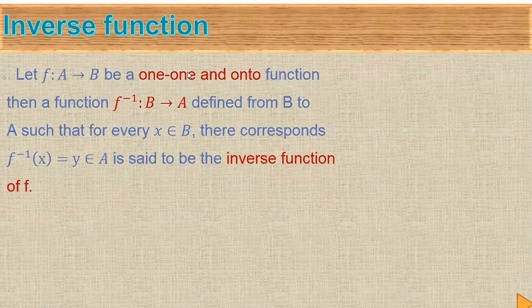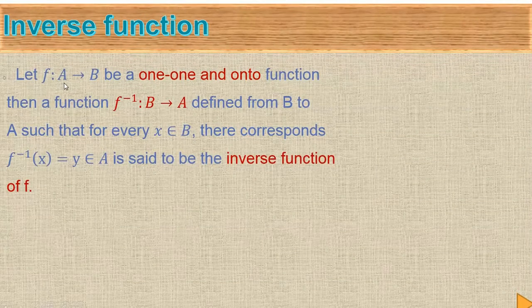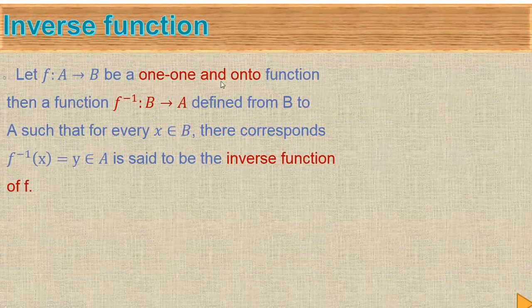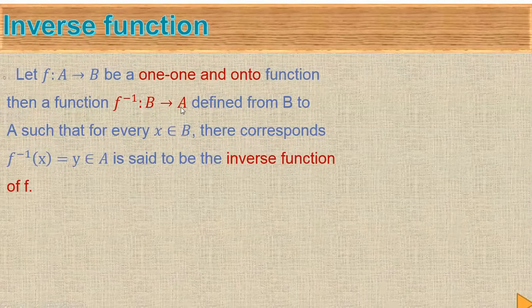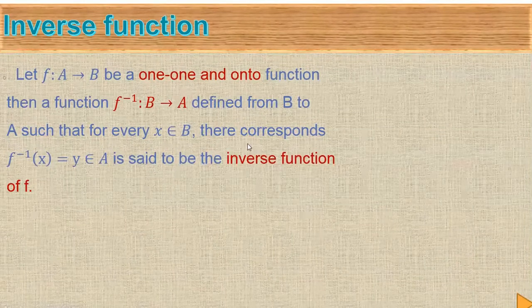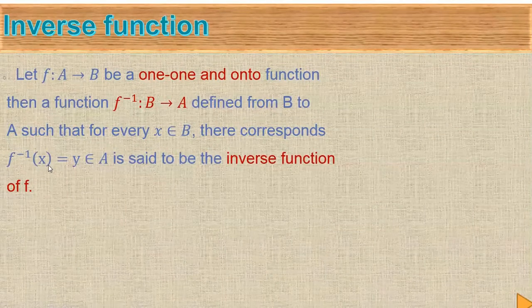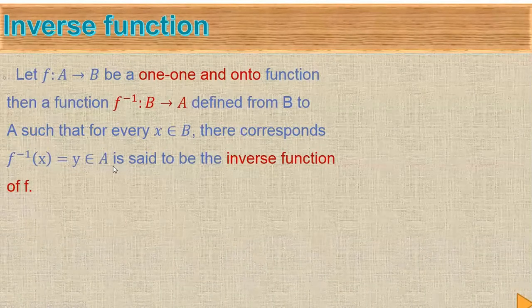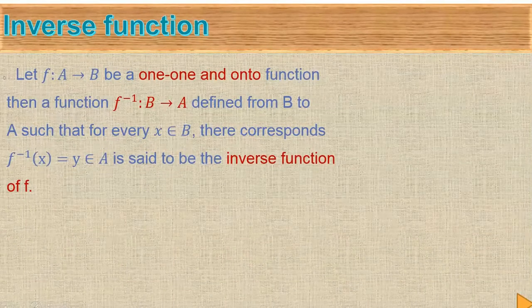In inverse functions, let f be a function from A to B, one to one and onto. Then a function f inverse from B to A is defined such that for every x in B there corresponds f inverse x equals y in A, and it is said to be the inverse function of f.